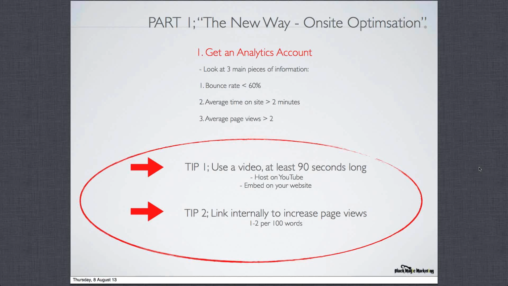The bounce rate is the percentage of people that just click off your website within the first few seconds, 5 seconds or so. So they might have arrived there by accident. They might have arrived and not liked what they see. It might have taken too long to load. There are a number of factors that cause people to leave a website quickly. It could be their internet connection. But you want to keep that under 60%. You want to try and keep your average time on site above 2 minutes, and you want to try and keep your average page views above 2.